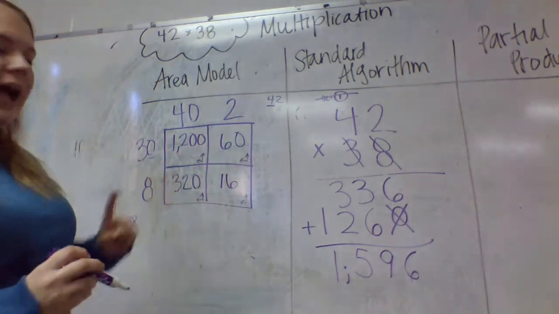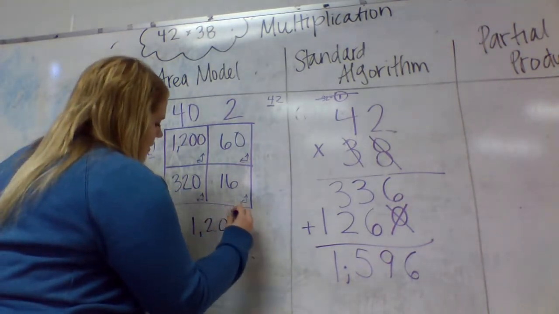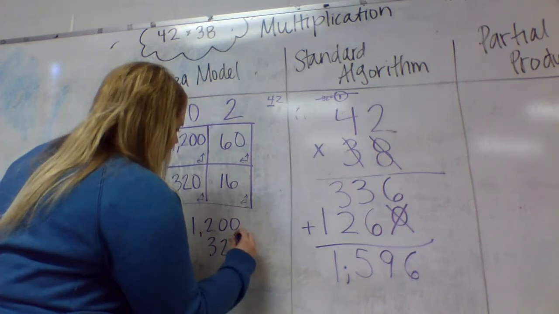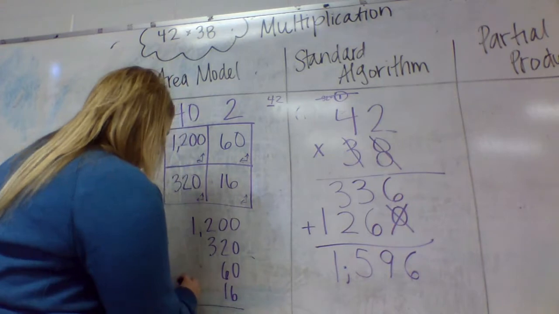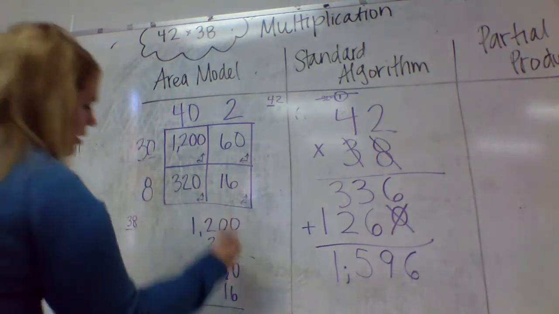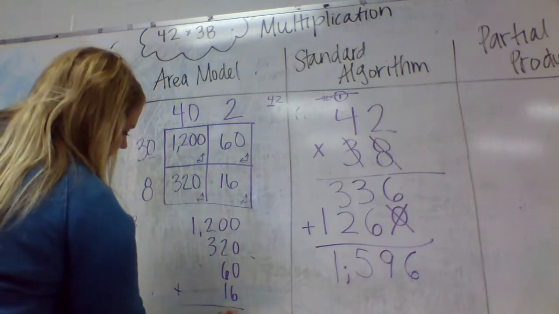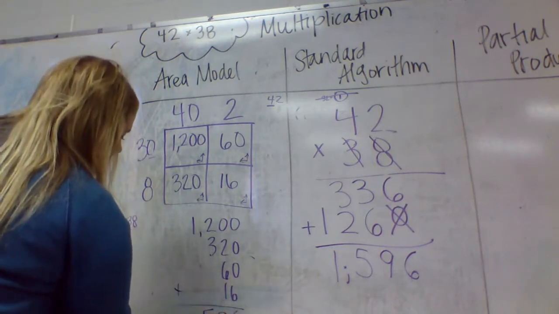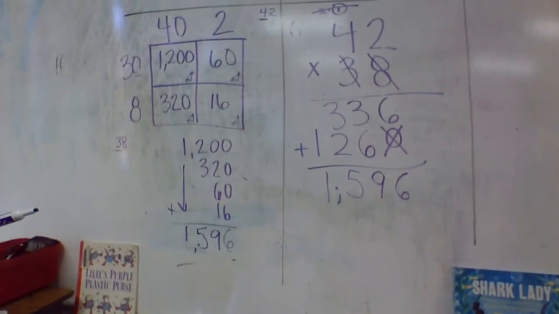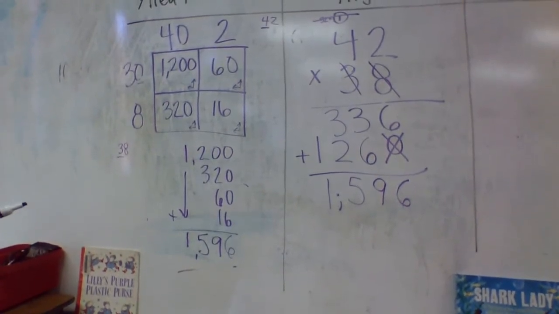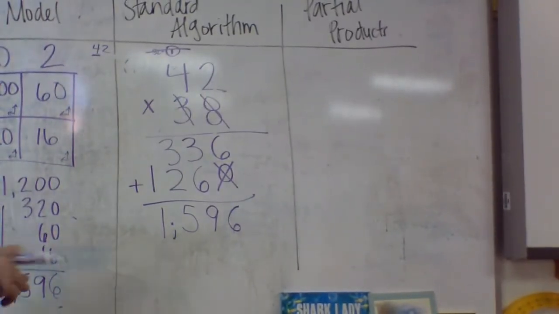Once you've multiplied out all of your different numbers, now you're ready to add them. When I stack my numbers up, I always go from greatest to least. I just think that helps me keep everything lined up easier. I've got zeros and then a 6. 2 plus 6 is 8. 8 plus 1 is 9. 2 plus 3 is 5. Bring down my 1. We got 1,596. So far, we have gotten the same answer.